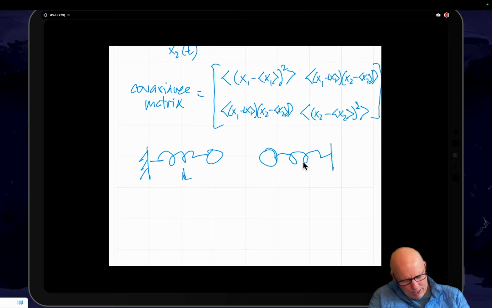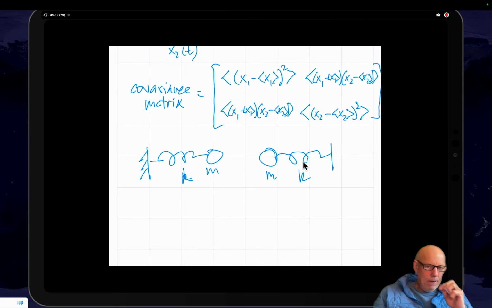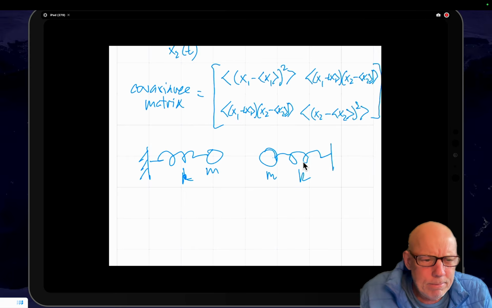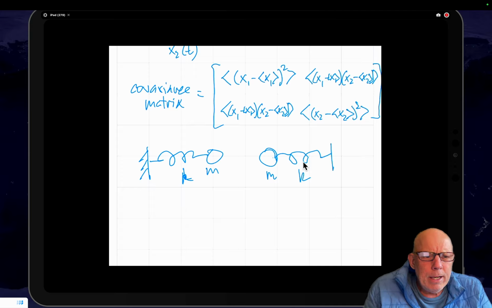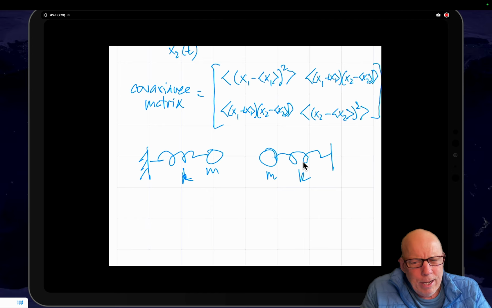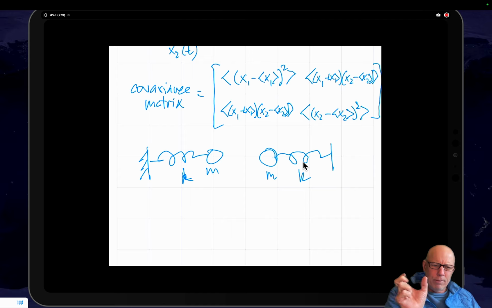So here's K, here's M, here's M, here's K, and there's no spring between them. So would you agree that x1 and x2 are indifferent to each other? In other words, if I compute the average of x1, x2, it will be 0 because they don't talk to each other. There's no sense in which the dynamics of the first mass is coupled to the dynamics of the second mass.